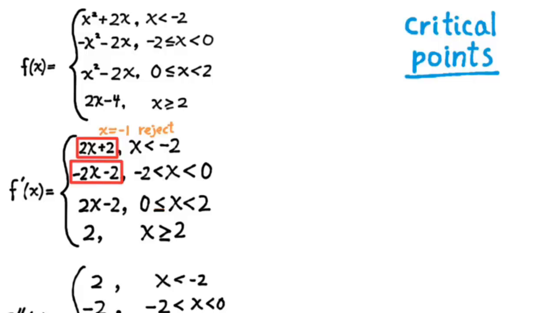Negative 2x minus 2, does that have a 0? Yes. It has a 0 at x equals negative 1, but now x equals negative 1 is inside the subdomain where negative 2x minus 2 applies, so x equals negative 1 does turn out to be a critical point, and we put it on the list, remembering that it comes from a 0 of negative 2x minus 2.